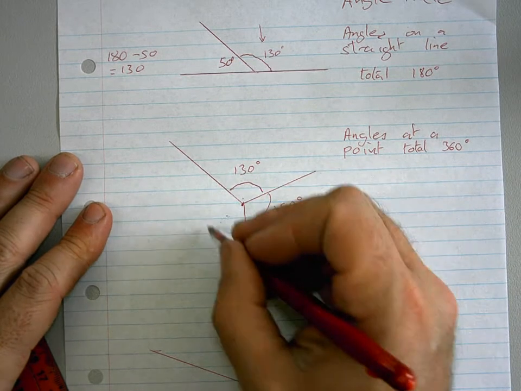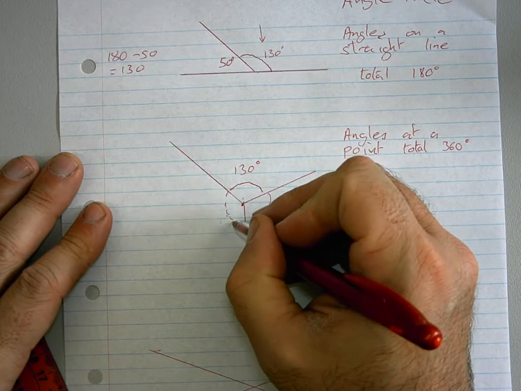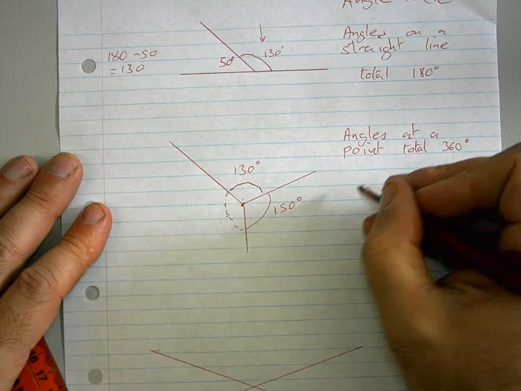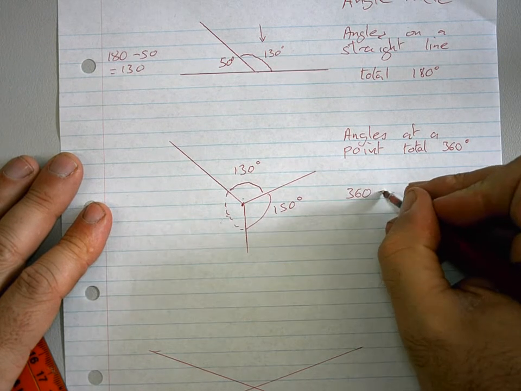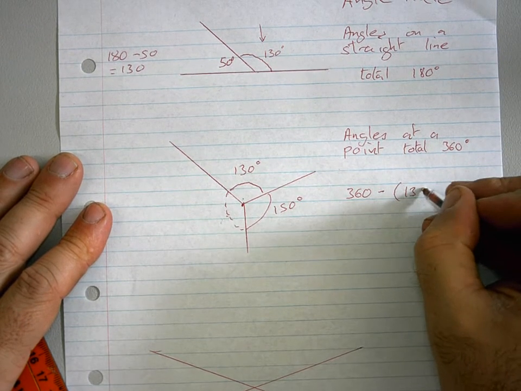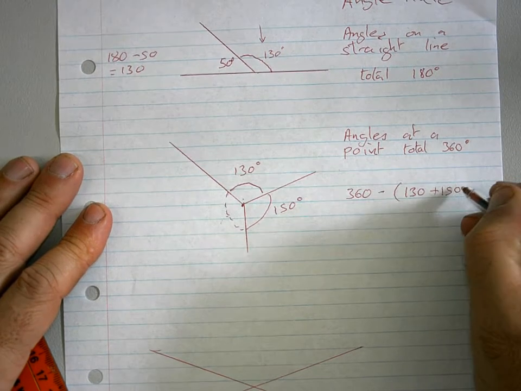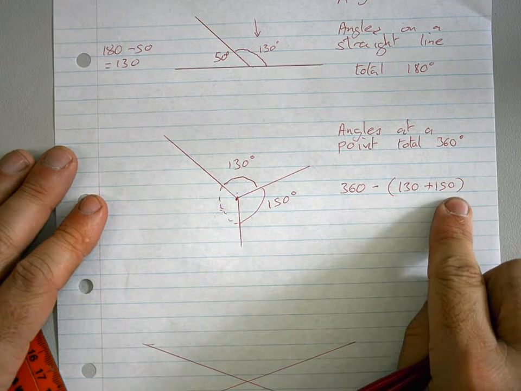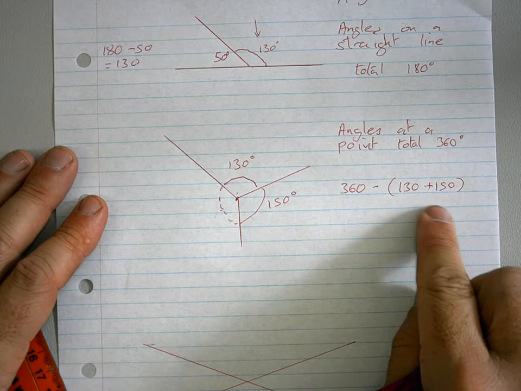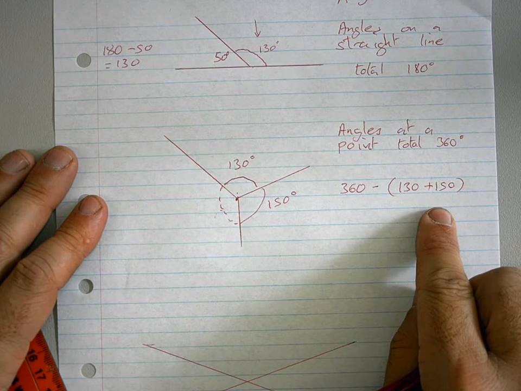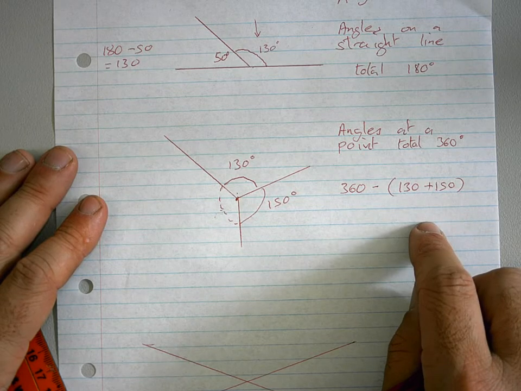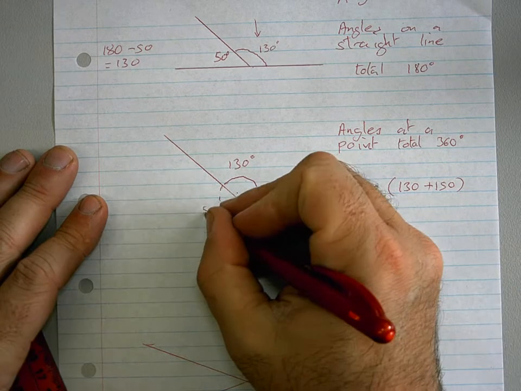So in order to work this missing one out here, I start, because can you see I've made a circle? That's fundamentally what's happening in this little circle there, look. So 360 take away brackets 130 plus 150. Well, that's 280, isn't it? So that means that that one must be 360 take away 280, which is 80 degrees.